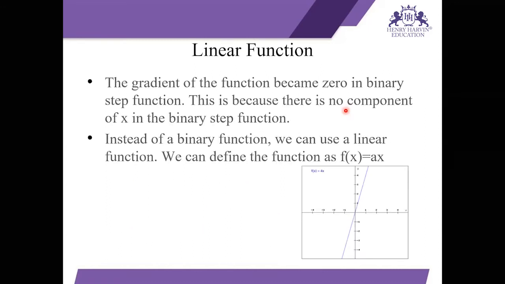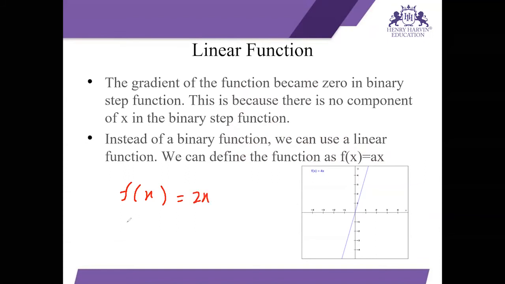So now we realized the problem with the step function, that the gradient of the function becomes 0, right? So now let us study the linear function. Here, instead of a binary function, we sometimes use a linear function. This can be represented as f(x) = ax. This is very simple. Say, for example, f(x) = 2x.